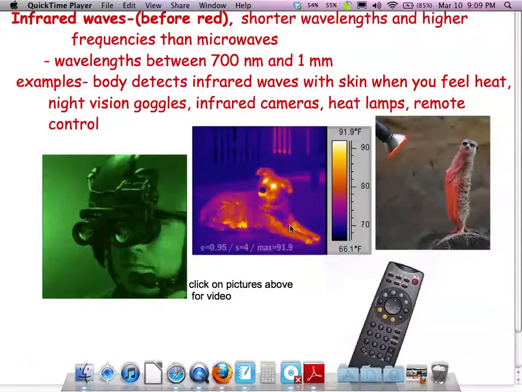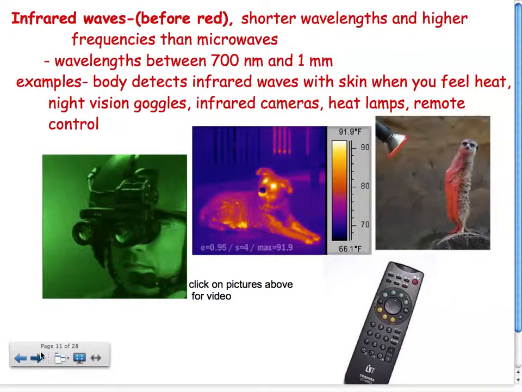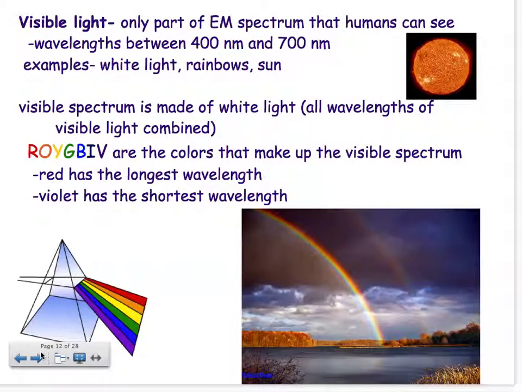Okay, so would be a lot colder. So this is infrared. So far we've talked about radio waves, then microwaves, and then infrared. Well, the next section then would be visible light. And this is the only part of the electromagnetic spectrum that we can see. Again, white light, rainbows, the sun, flashlight, anything that produces white light fits here.